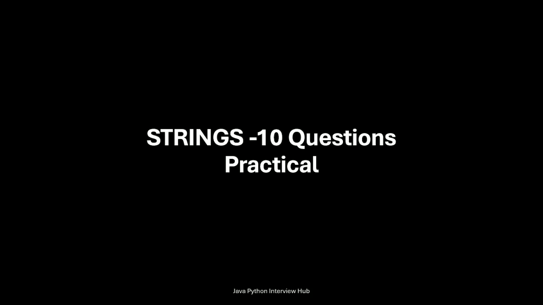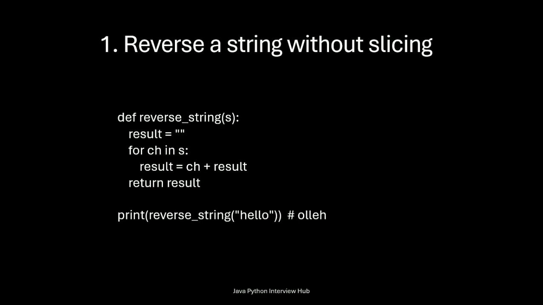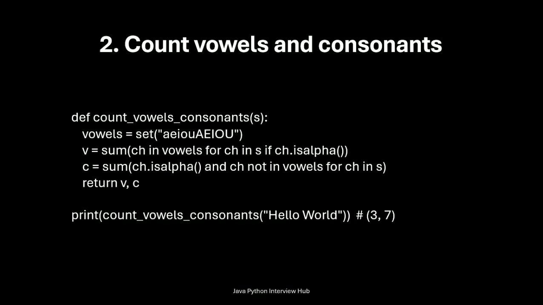Now we will discuss 10 practical questions on strings. First of all, you can see on your screen, reverse a string without slicing. The problem definition is very important: without slicing. So here we have created one function, result is equal to blank. For ch in s means it will traverse through the string, and result is equal to ch plus result. So it will give me a reversed string.